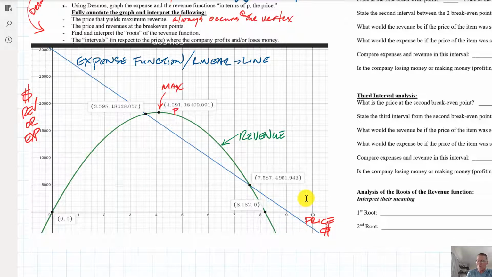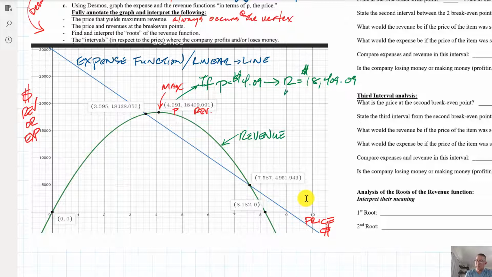We got the price here, we got the revenue here, because we're on the revenue curve. Okay, so let's detail that out. Interpret this point right here: it tells me that if the price is set to $4.09, the revenue R is going to be $18,409 and 9 cents, in terms of dollars. That's what the max gives.